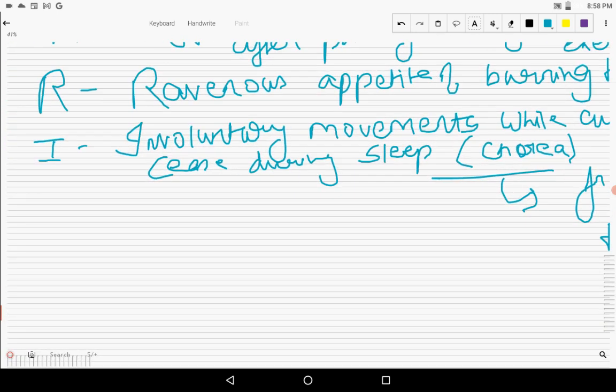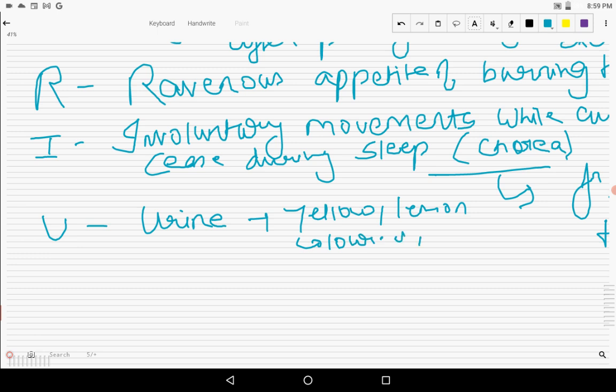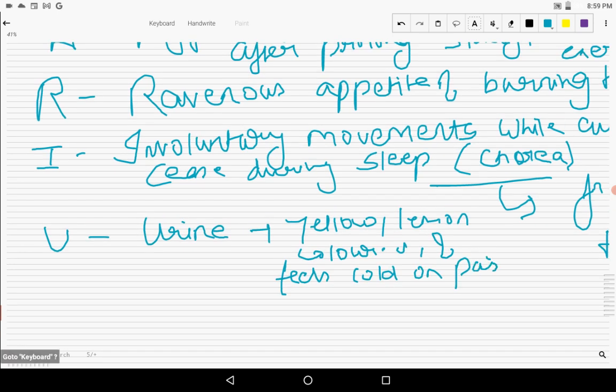Next letter is U. So U is for urine. These particular symptoms you will find in boric. So urine is yellow, lemon color, and feels cold on passing. Okay.